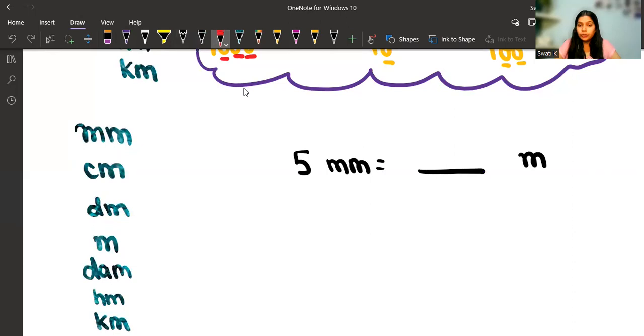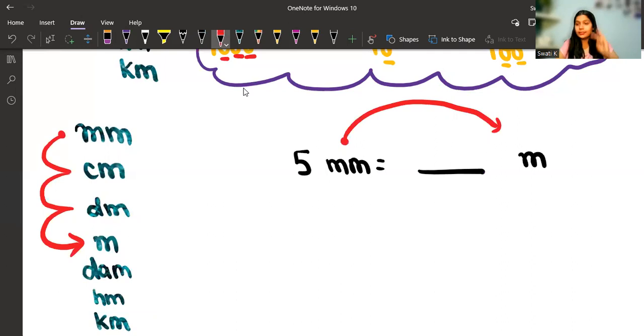So where are you? You are at millimeter. So you are here. Where do you want to go? You want to go to meter. Let's go to meter. So 1, 2, and 3. So you have taken 3 steps. That means 3 zeros and then 1. So the number is 1000. Now if you ask yourself, of course, you went down. So when we go down, we divide. So you are going to divide 5 by 1000.